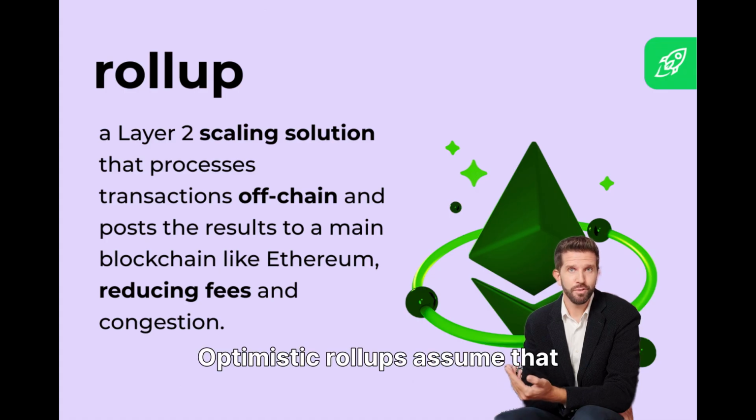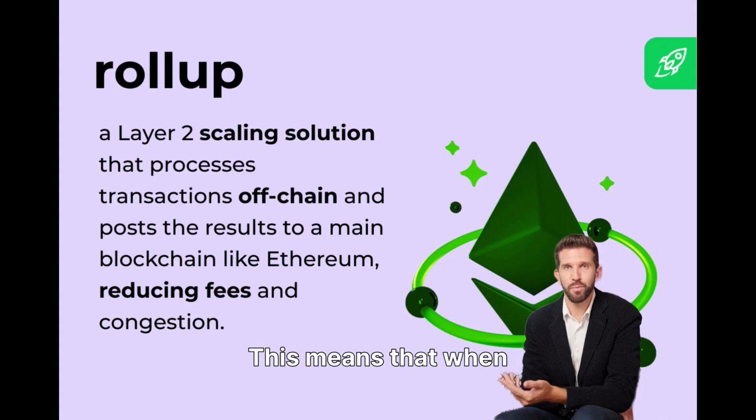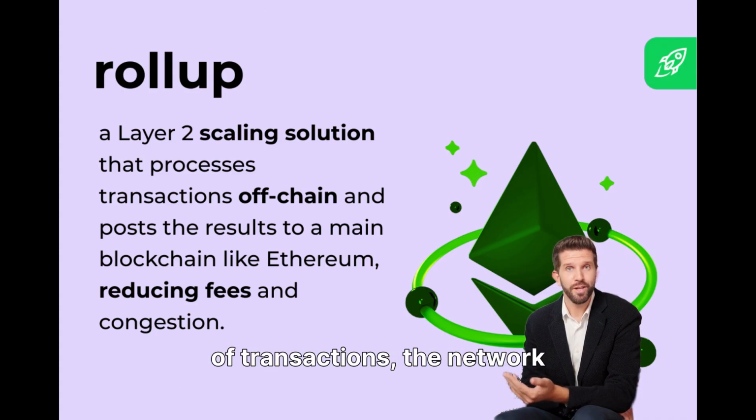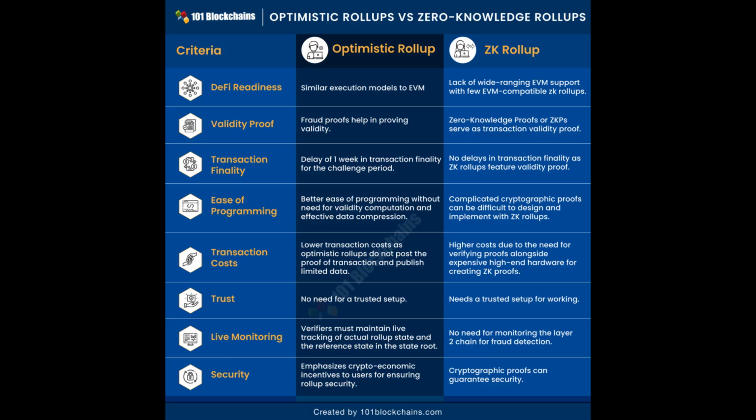Optimistic rollups assume that all transactions are valid by default. This means that when you submit a batch of transactions, the network doesn't immediately verify each transaction. Instead, it optimistically assumes they're correct. This approach allows for faster processing times because it avoids the overhead of verifying every single transaction on the spot.